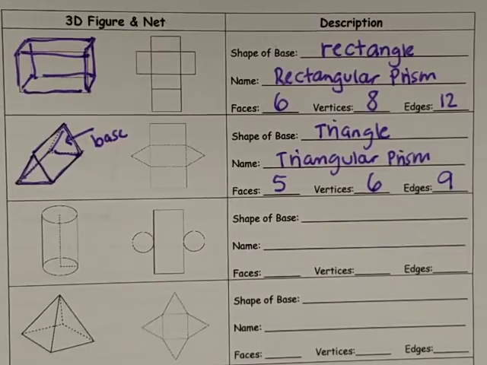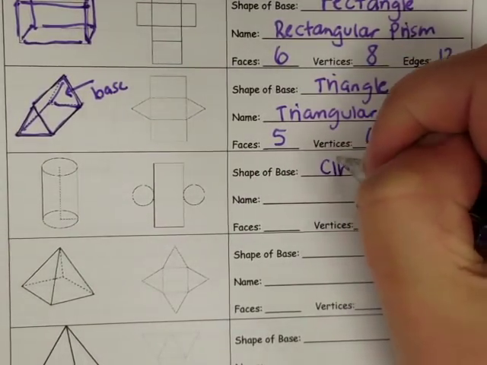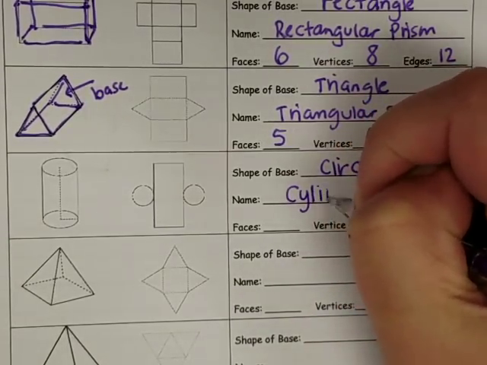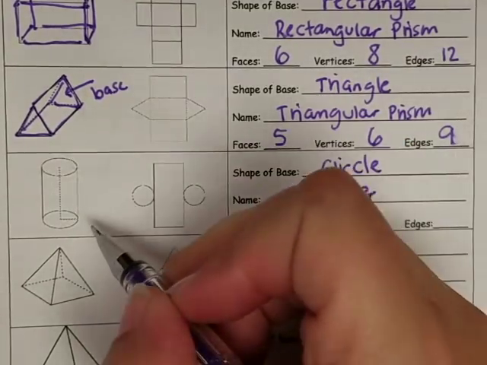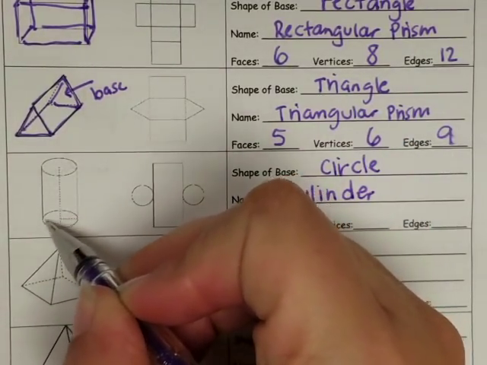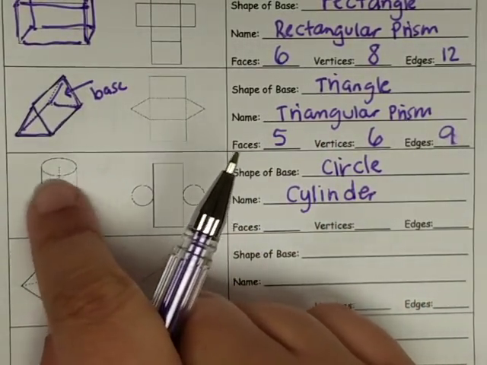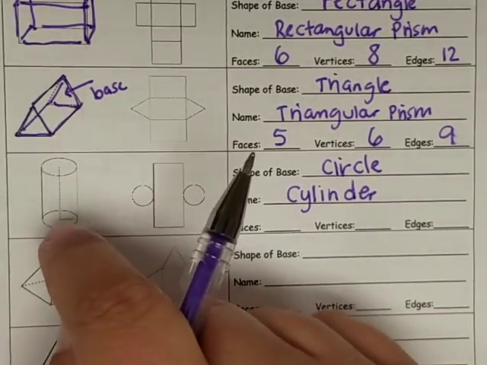All right. Our next shape, the base is a circle. And the name is called a cylinder. So the number of faces is actually only going to be 2. And the reason why it's only going to be 2 is because these are the only 2 that are actually flat. This rectangle right here that you see is actually curved around the circles.